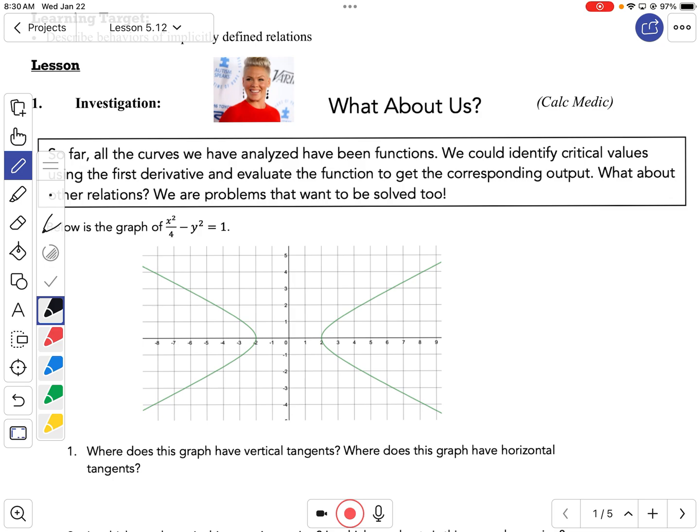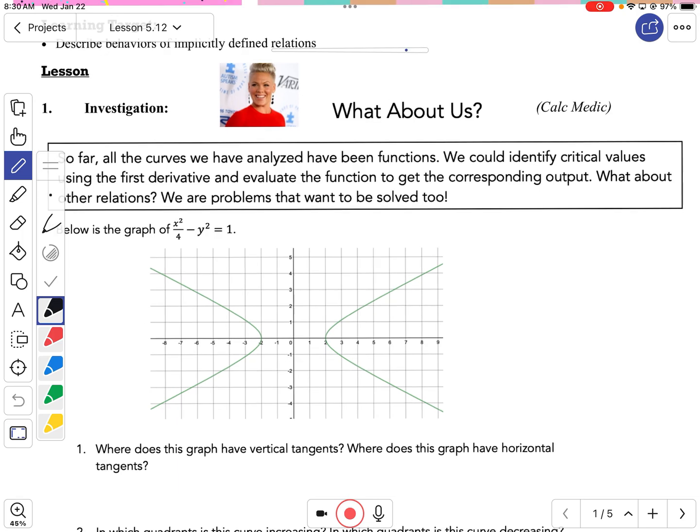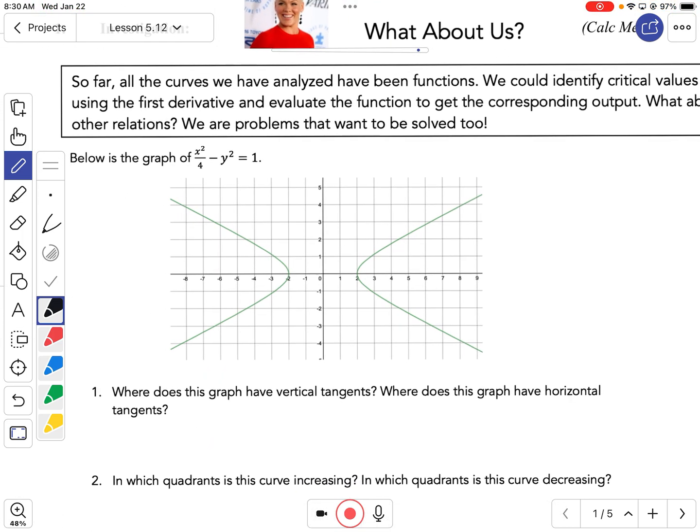Take a second and let's work through this. I think there are 6 questions to this investigation. They're giving you this curve, x squared over 4 minus y squared equals 1. Anybody know what that is, by the way? It's a conic section. It's a hyperbola. So this is a hyperbola.